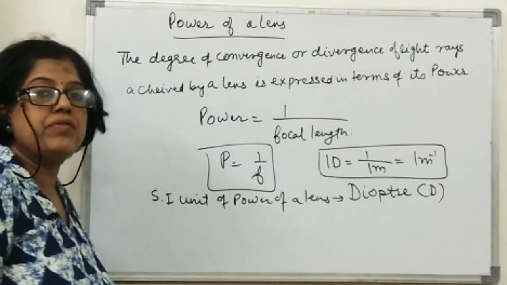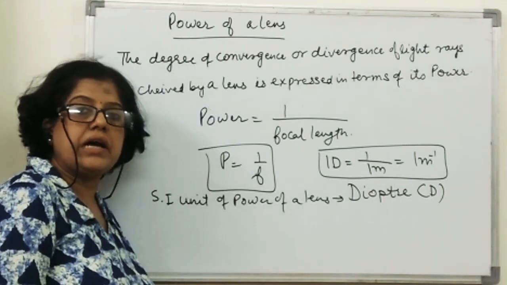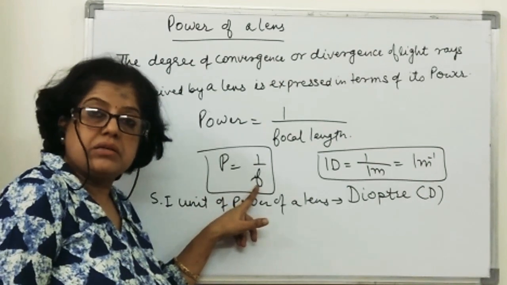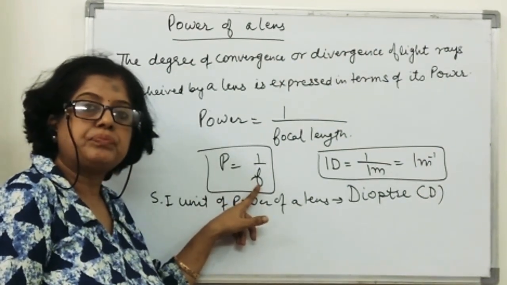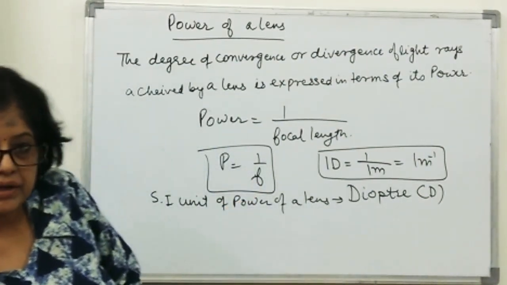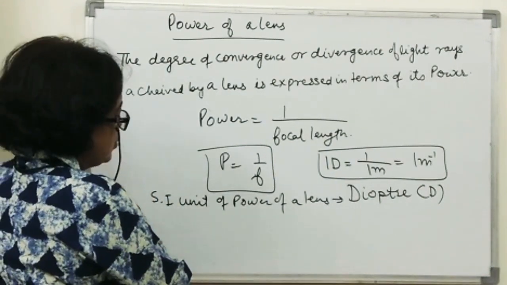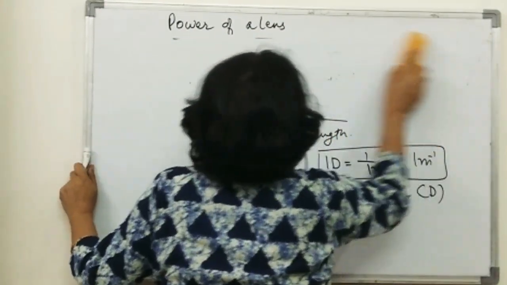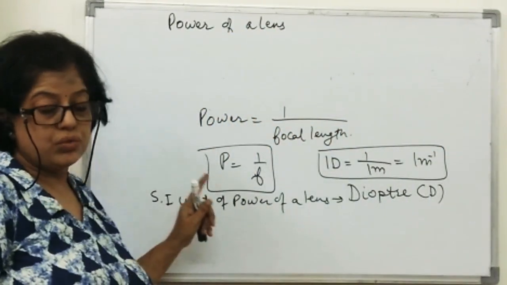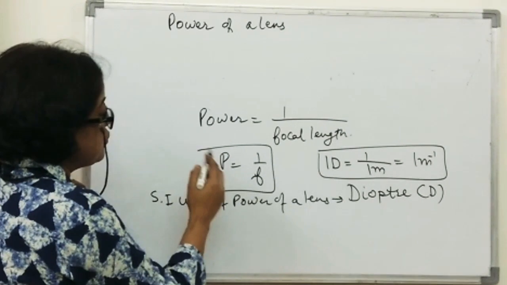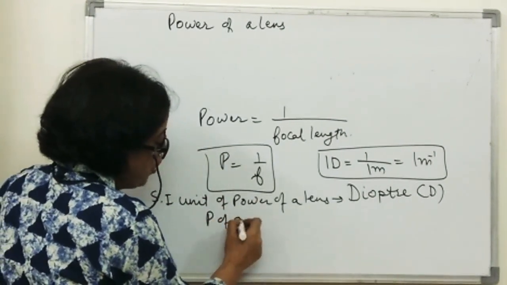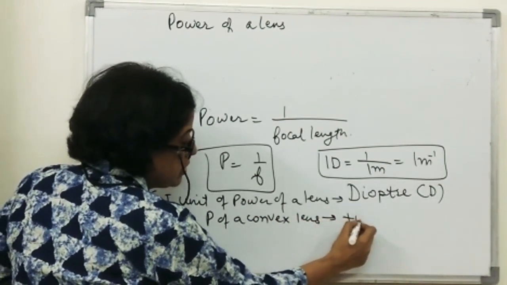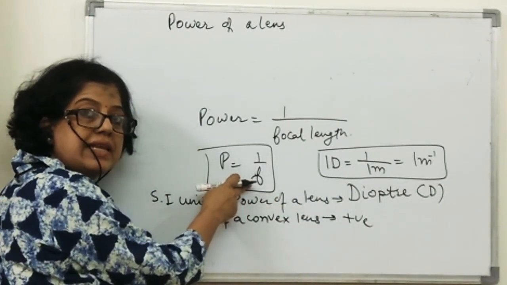That means whenever we have to calculate power of a lens in diopter, the focal length should always be in meters. It should always be written in meters. Fine. So let's solve a question based on this. One more thing I want to add here, that you always have to remember is power of a convex lens, what will be the sign? Will always be positive, because focal length of a convex lens is positive.